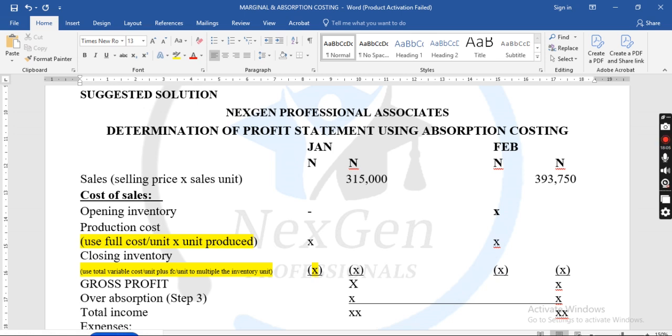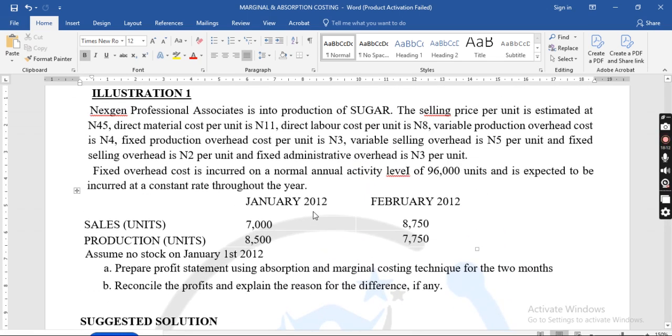You will now multiply by the unit produced, class. Full cost per unit. Now, what are the full costs given to us in the question? Let's start from the variable cost. We've done it before. The variable costs are the direct material cost. Direct labor cost is a variable cost. Variable production overhead is a variable cost. We are adding all these variables together.